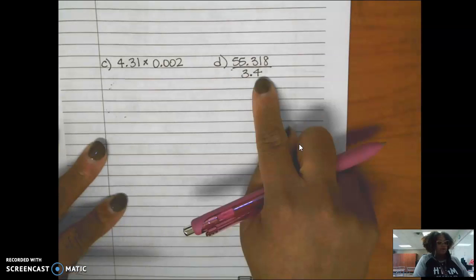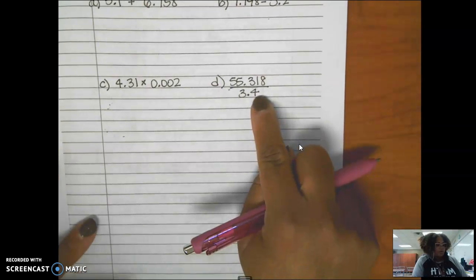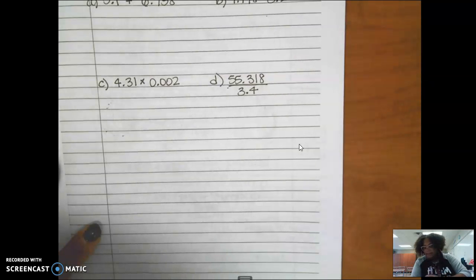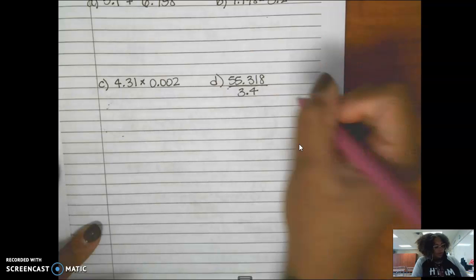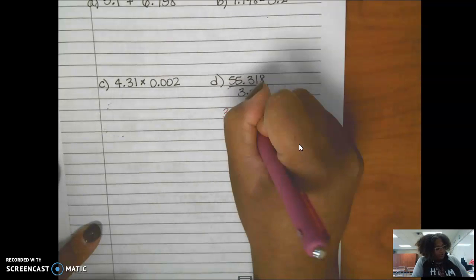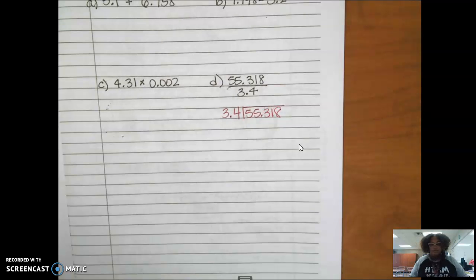So I'm going to start with this problem here because it's the longest and it needs some work. I'm going to rewrite it as 3.4 into 55.318.